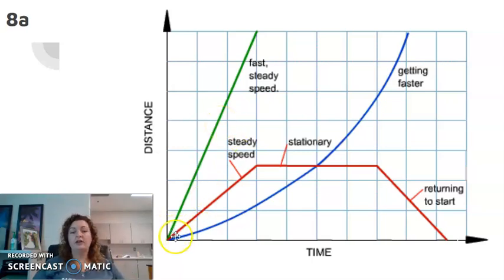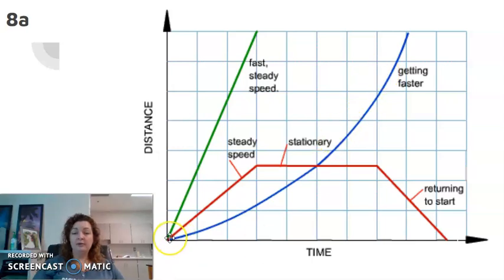Now, if we look at this blue line, it's going to be getting faster, or accelerating. So when you see a curved line, that just means that we are actually having some acceleration happening. We're getting faster when it's a positive curve like this.